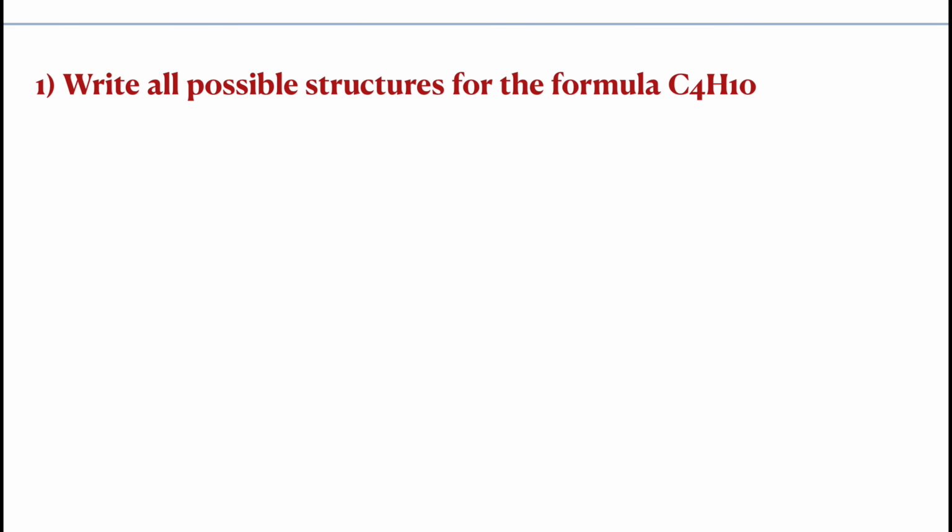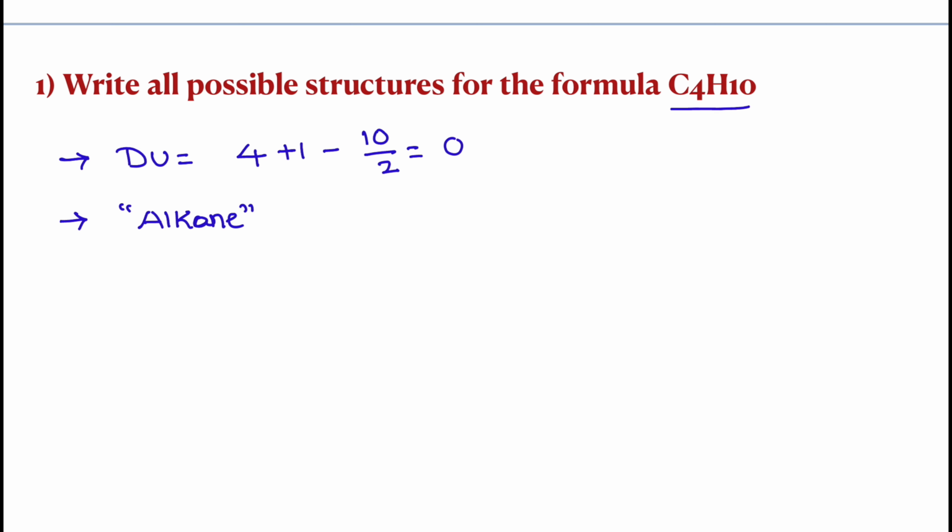Let us apply the above discussed pattern. Here the instruction is given clearly, write all possible structures for the formula C4H10. So C4H10 is the given molecular formula. In the first step, I am going to find the degree of unsaturation. Degree of unsaturation is number of carbon atoms plus 1 minus number of hydrogen atoms by 2. So the degree of unsaturation is 0. Therefore, this compound is going to have alkane structures. C4H10, this formula indicates an alkane.